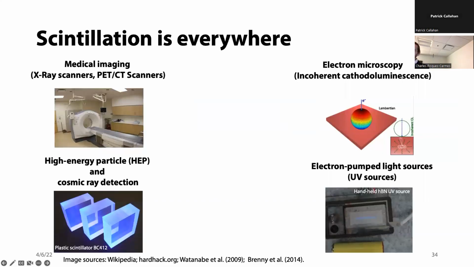So perhaps a tiny bit more motivation. Scintillation is actually an extremely ubiquitous effect. Of course, we find it in electron microscopy in the form of incoherent cathodoluminescence, and that's the first thing I'm going to show you in the next few slides. Similar effects can be used by pumping phosphors to make, for instance, efficient UV light sources. There's been a lot of interesting work by the Watanabe group in Japan. But very similar physics occurs in X-ray imaging, for instance, in medical imaging, and also in the detection of cosmic rays with scintillators.